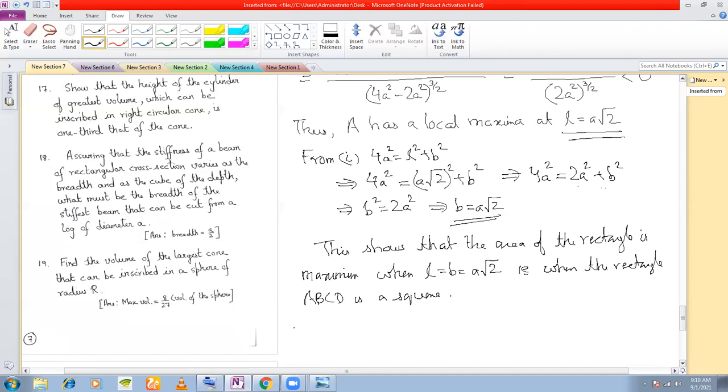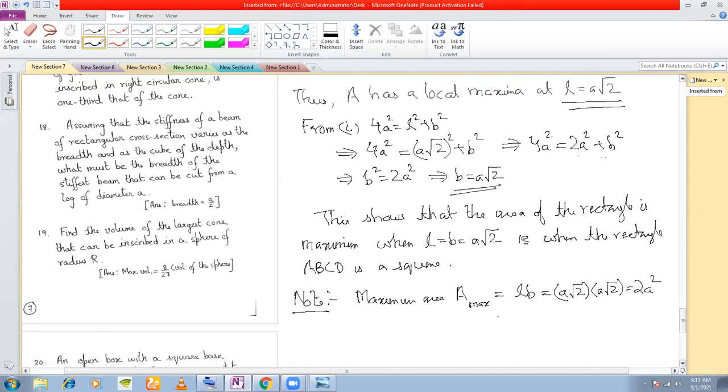That is a square. And if you want to find out the maximum area, what will be the maximum area of the square? Maximum area, let us call it A max. What was the expression for maximum area? L into B. A root 2 into A root 2 is equal to 2A square. Is it clear? Twice the square of the radius.